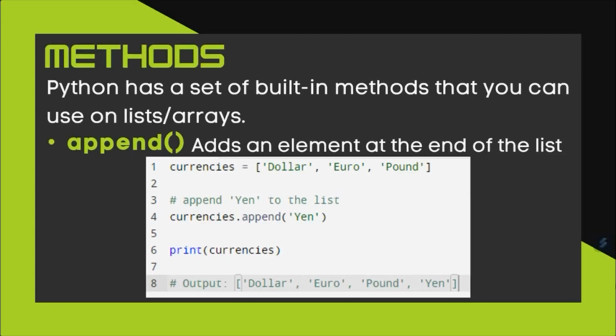Methods. Python has a set of built-in methods that you can use on lists and arrays. Append. Add an element at the end of the list. In a Python dictionary, the append function is used to add elements to the keys and dictionary. And I'm giving the example under the definition.